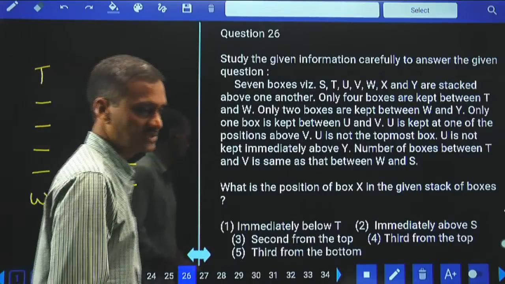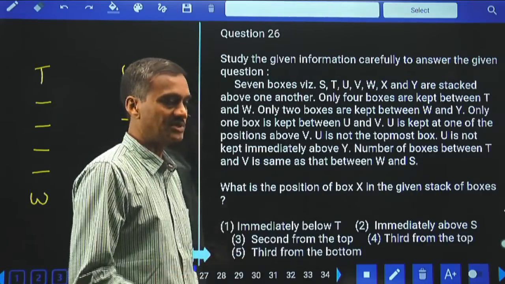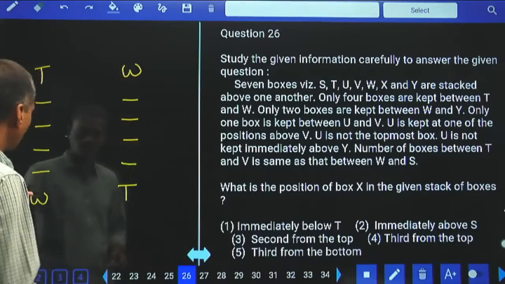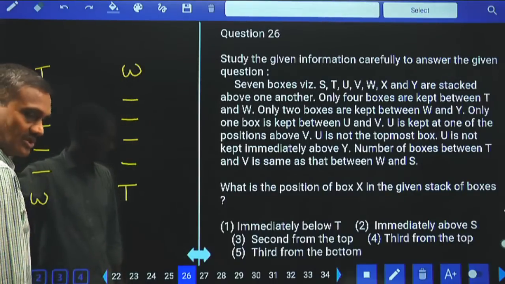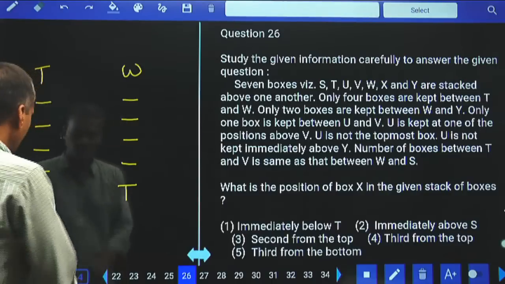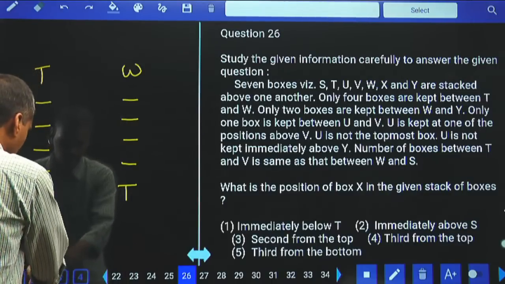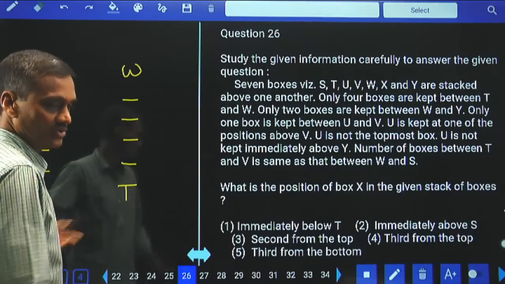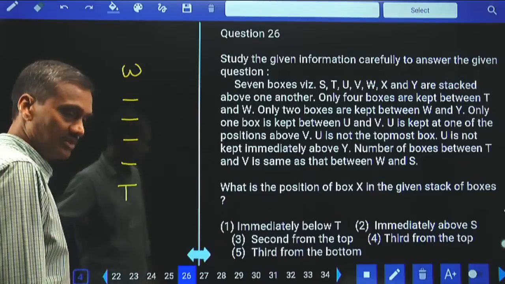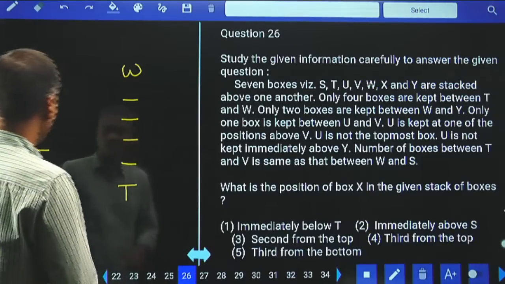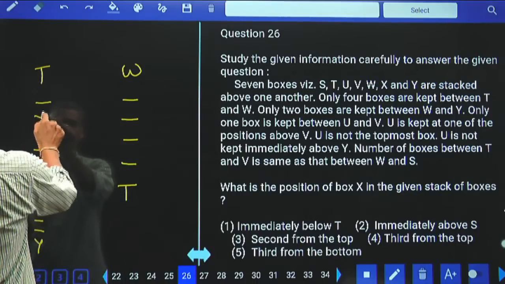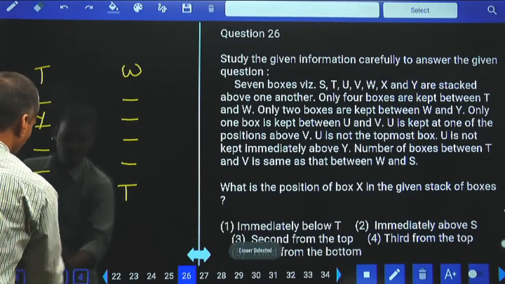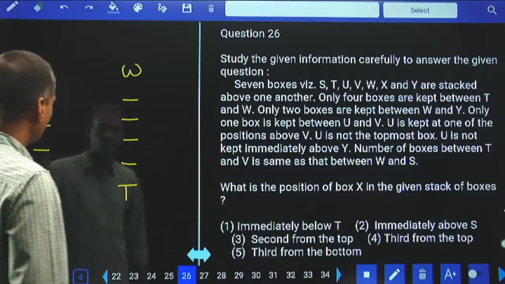Then what is the next information we have? And only 2 boxes are in between W and Y. Between W and Y we need to have only 2 boxes. As W is here, Y can be above this W or below this W. The order is not given. If Y is below W with 2 boxes, then count the number 1, 2, 3, 4, 5, 6, 7, 8, 9. We are having only 7 boxes. Hence Y cannot be below this W in the first case. Hence Y must be above this one. 1, 2, Y is here. Are you following this one or not? Hence this Y cannot be below this W in the first case.